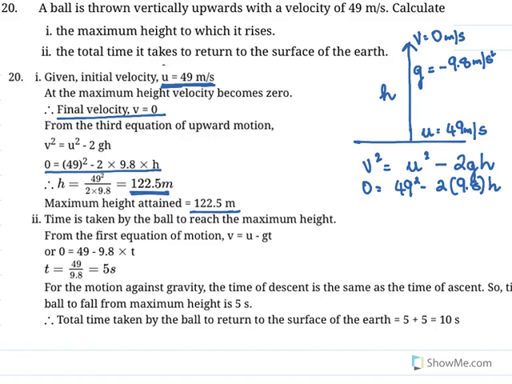Now next we need to find the time taken. For the time taken we can use a formula v equal to u plus at. We know v is 0, u is 49, a is minus 9.8, and the time you need to find. So here you put your values. On working this out, you'll get your time as 5 seconds.